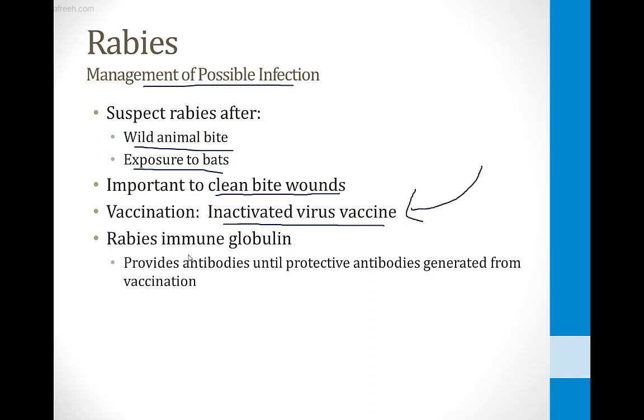So in addition to the vaccine, you administer something called rabies immune globulin, which provides antibodies that are protective until antibodies get generated from the vaccine.